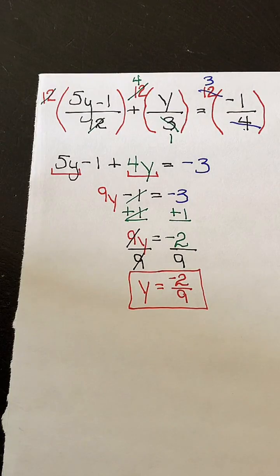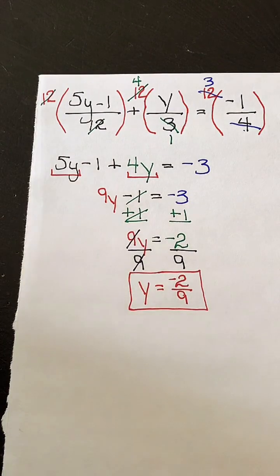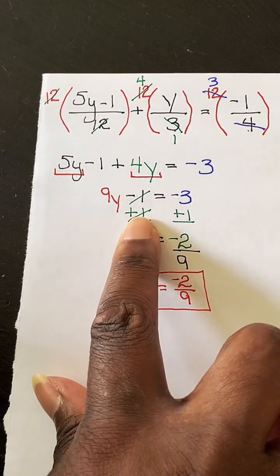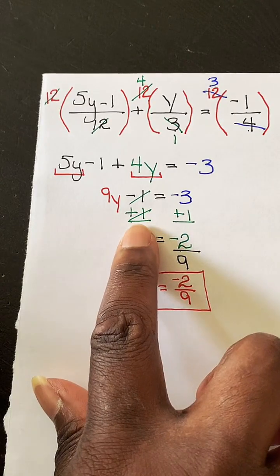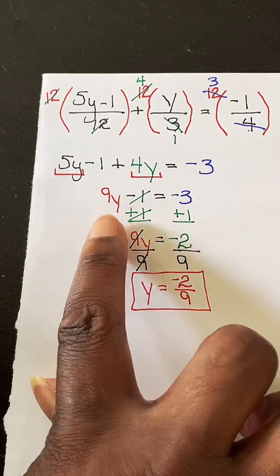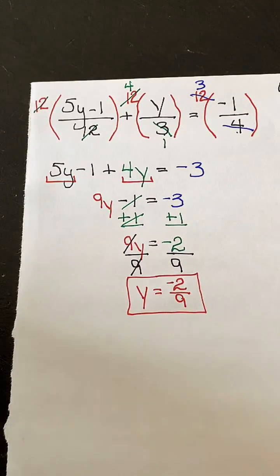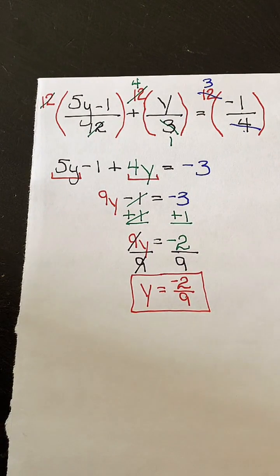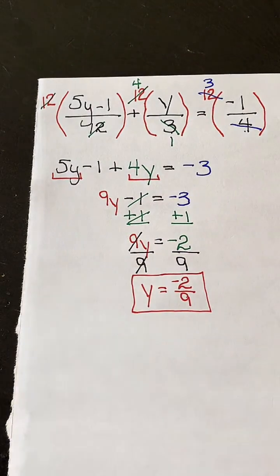Do you do +1 because it was a side of y? Yes. Yep, so that's the reason why I added 1, because we want to isolate that variable. Okay. Alrighty. Okay. All right.